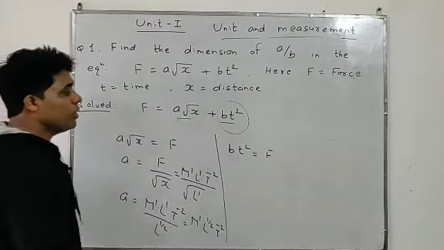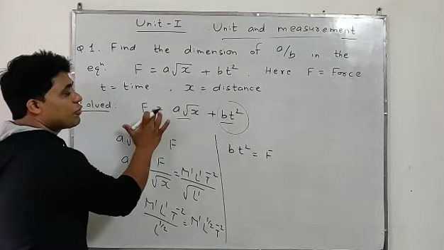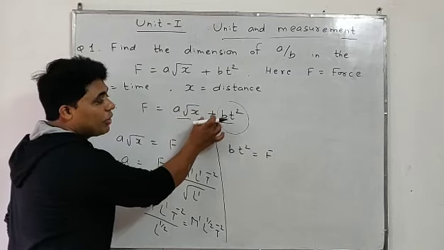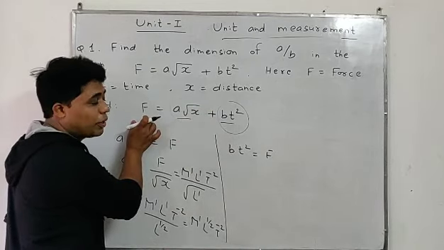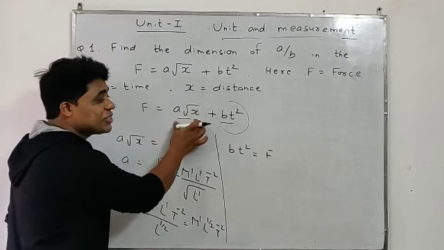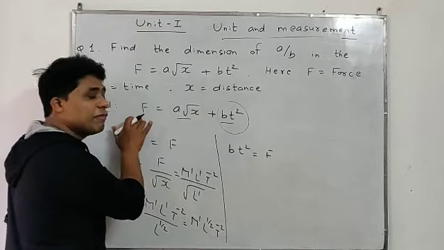Now we find the dimension of B. Just remember, if the entire equation equals force, each individual term should also equal force, because when equal components are added, they give the same result. Force plus force will give you force, volume plus volume equals volume, acceleration plus acceleration gives acceleration. Equal components when added give an equal result.